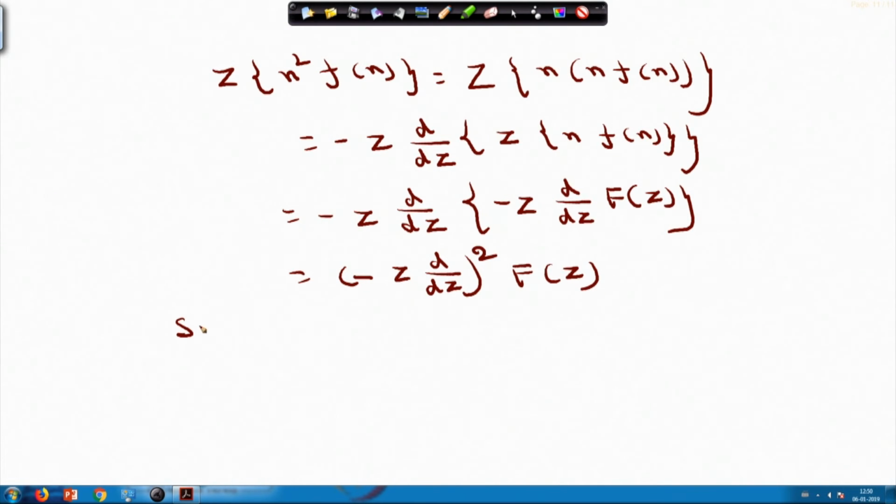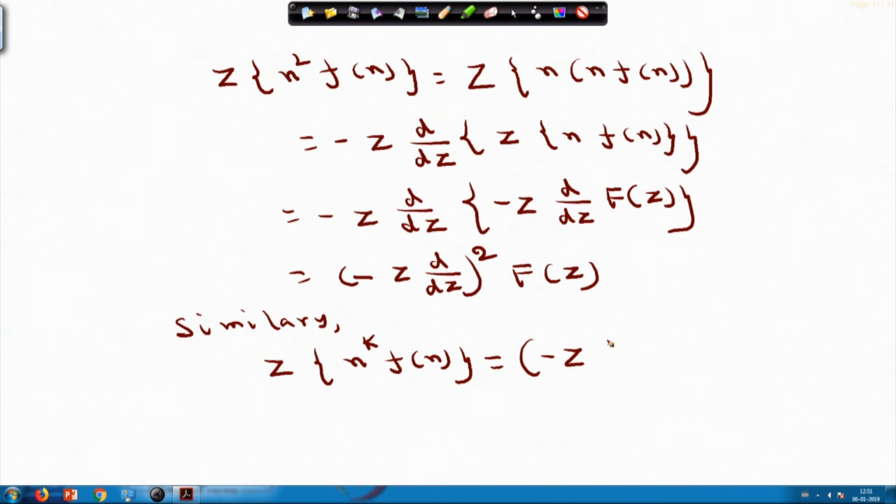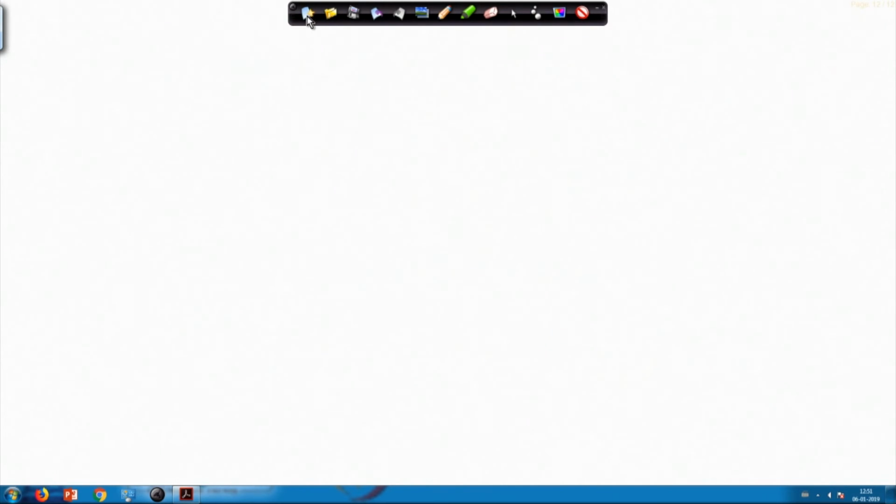And in the same fashion, if I continue, similarly we can say that the Z transform of n to the power k into f(n) will be equal to minus z d/dz to the power k into capital F(z). So, similarly we are writing the Z transform of n to the power k into f(n) equals minus z d/dz to the power k into F(z).